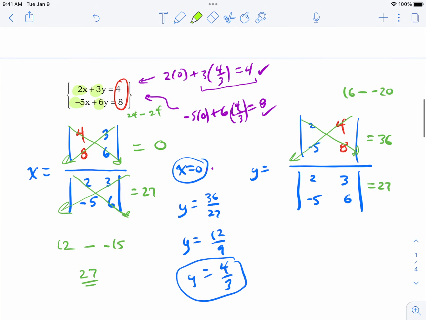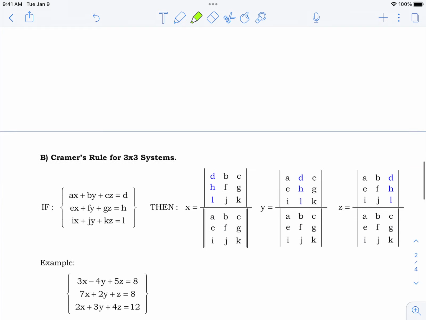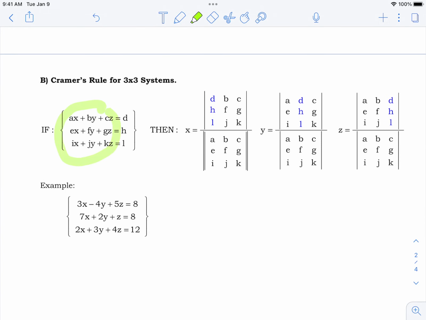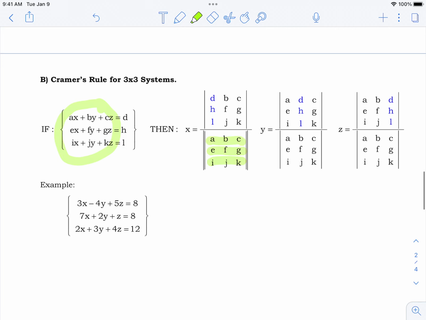Remember what we did? We took all these numbers on the left, and they ended up on the bottom, right? Same thing here. All these coefficients on the right, the a, the b, the c, the e, the f, the g, the i, the j, the k. So see, it's the same kind of pattern. You take all your coefficients from the left side, put them in this box, so to speak, and that box is in the denominator for your x, for your y, and for your z.